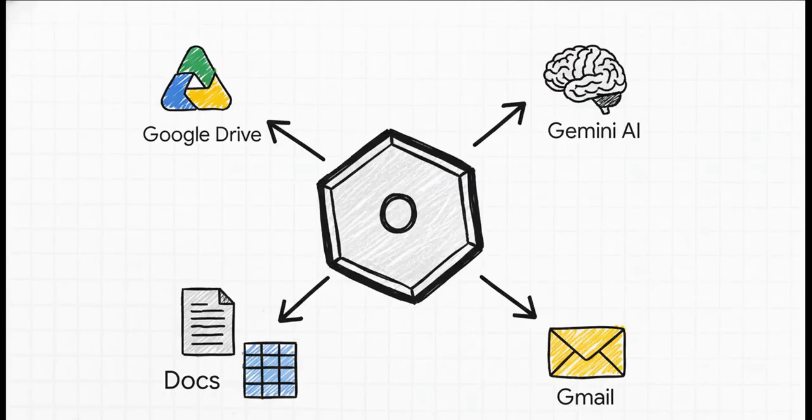Now this is where Opal gets its real superpower. It's not some standalone toy. It's deeply woven right into the Google ecosystem. It uses Gemini as its brain, but it can also talk directly to your Gmail, pull data from your docs and sheets, and organize your drive. It can even handle if this, then that logic, all without you touching a single line of code.